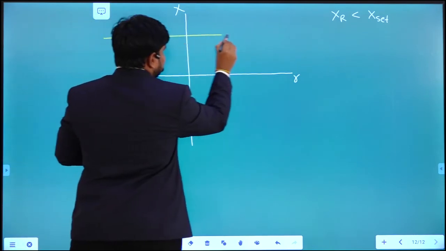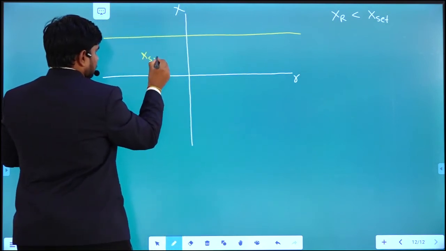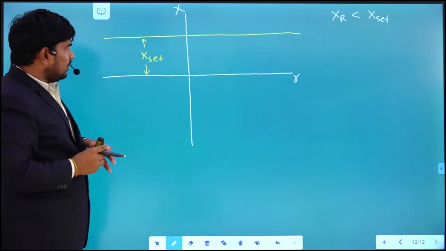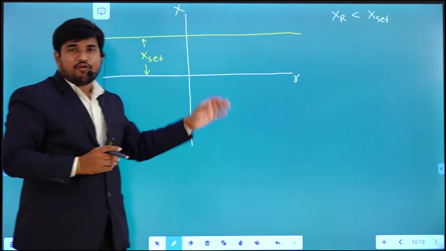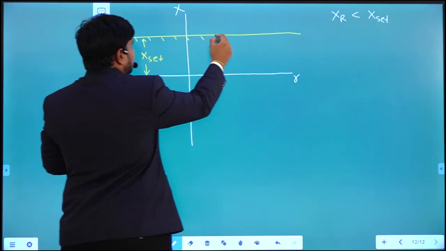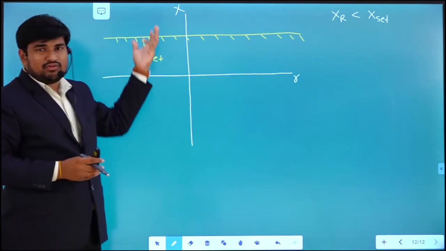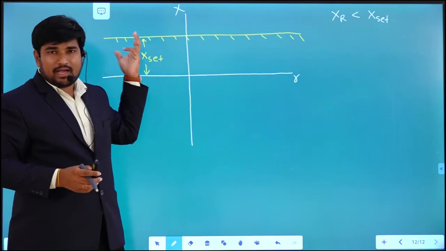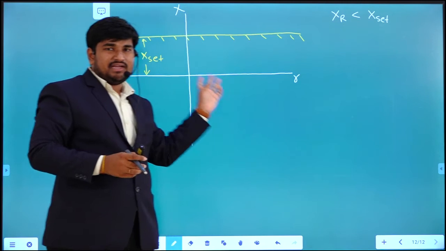So this is X set. This is the amount of X set value, right? Up to this point, if any fault happens, it will provide a trip signal. For example, above this value, if the X measured is higher, it will not trip. So that is the condition for providing a trip signal in the case of a reactance relay.